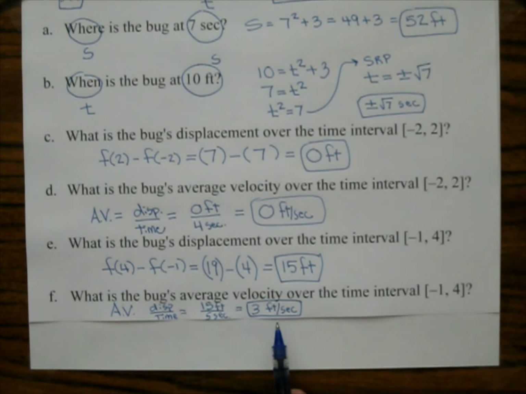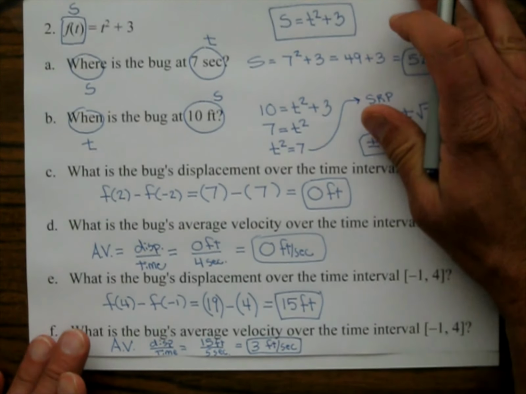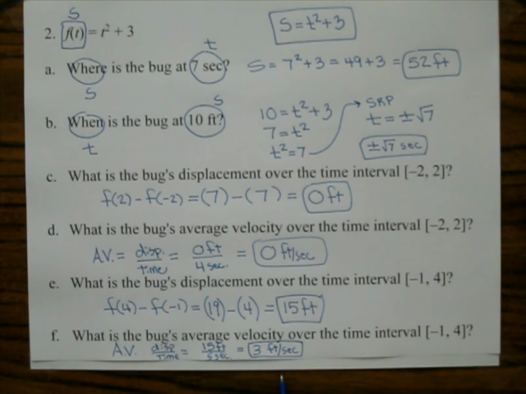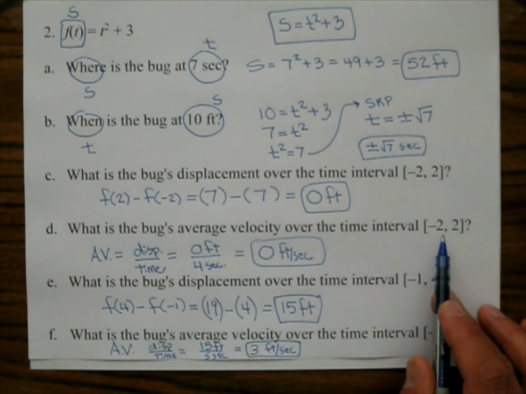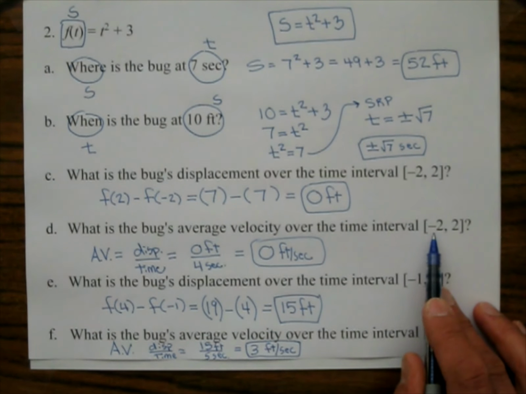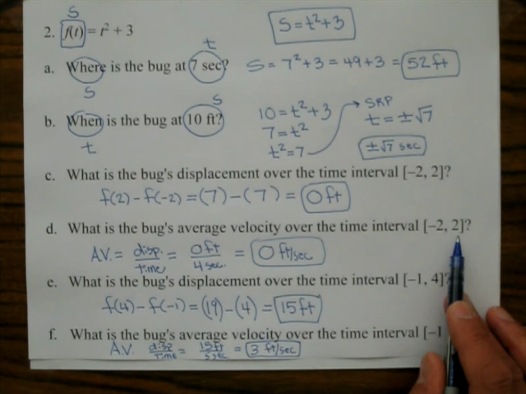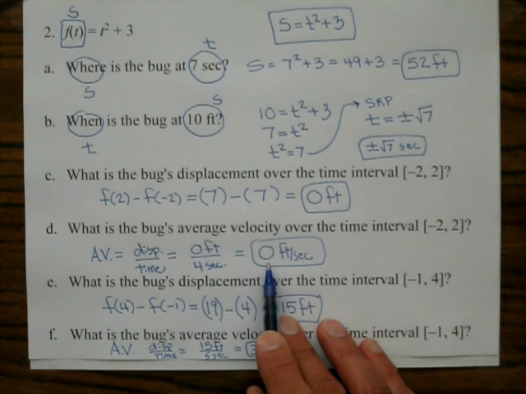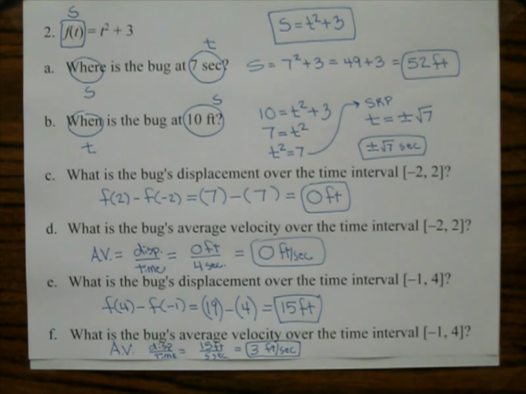And by the way, if we had a picture of this parabola and we connected the 2 points, the one that you find at -1 and the one that you find at 4, we connect those 2 points with a secant line. That secant line would have slope of 3. And same here, if you plot the point at time equals -2 and the point at time equals 2, you draw the secant line on that parabola, connecting 2 points together on the parabola, and the slope of that secant line would be 0, which is horizontal.